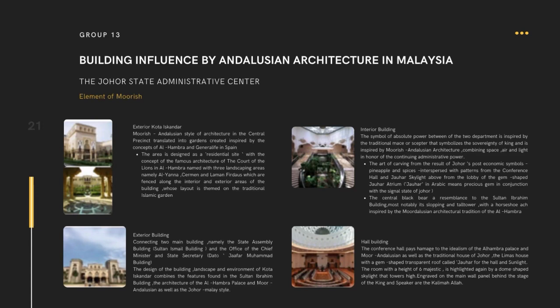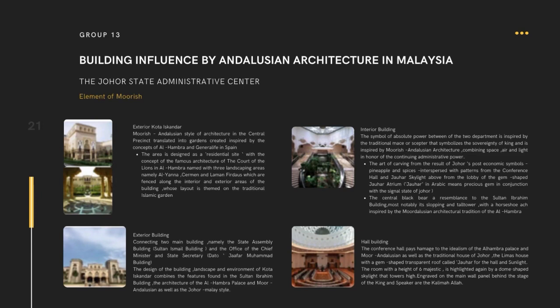Next, the interior building. The symbol of absolute power between the 2 departments is inspired by the traditional mace or scepter that symbolizes the sovereignty of the king, and inspired by Moorish Andalusian architecture, combining space, air, and light in honor of the continuing administrative power. The art of carving from the result of Johor's post-economic symbols, pineapple and spices, is interspersed with the pattern from the conference hall and Jauhar skylight above the lobby of the gem-shaped Jauhar atrium. Jauhar in Arabic means precious gem, in conjunction with the signal stick of Johor.